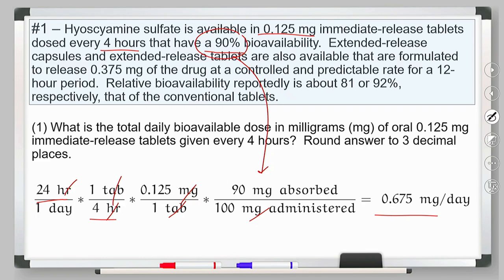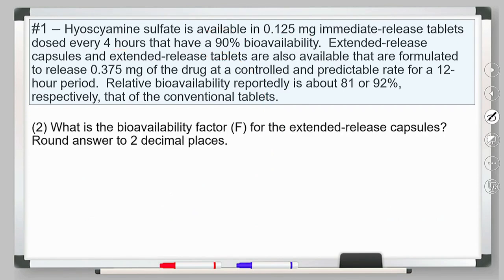So that's what we're trying to compare the other dosage forms to, because would you agree, taking something 6 times a day is a pain. I mean, trying to remember to do that is going to be very difficult. So would it be easier just to take something twice a day? Absolutely, but that's only going to work so long as it gives us about the same amount of drug as we need on a daily basis. So let's move on to then what do we get with the extended release.